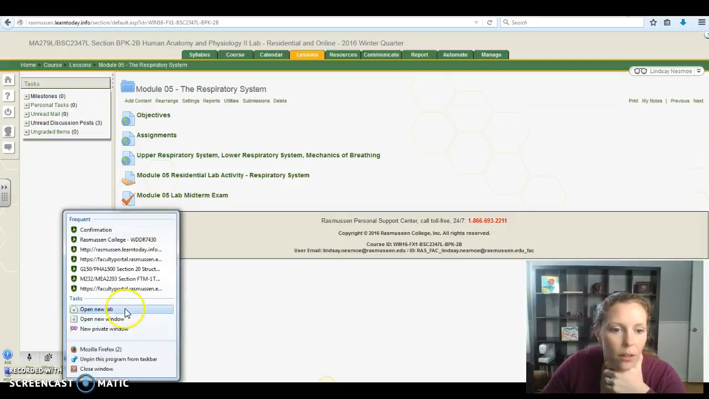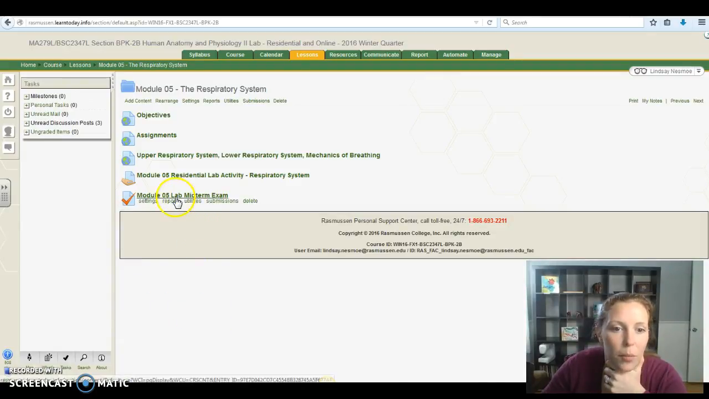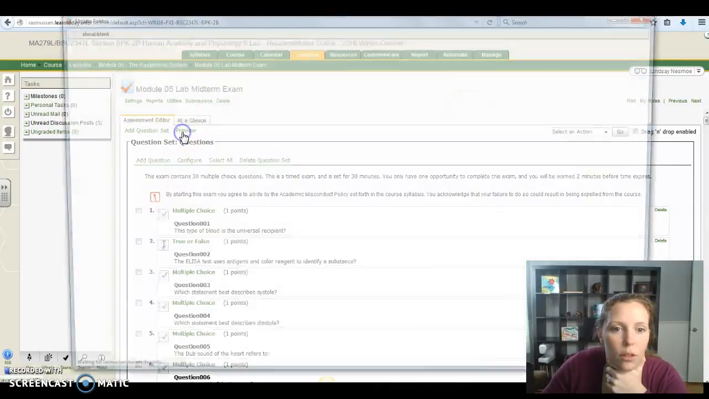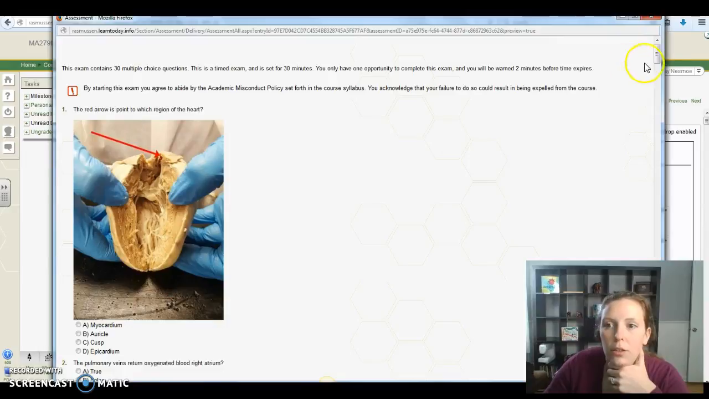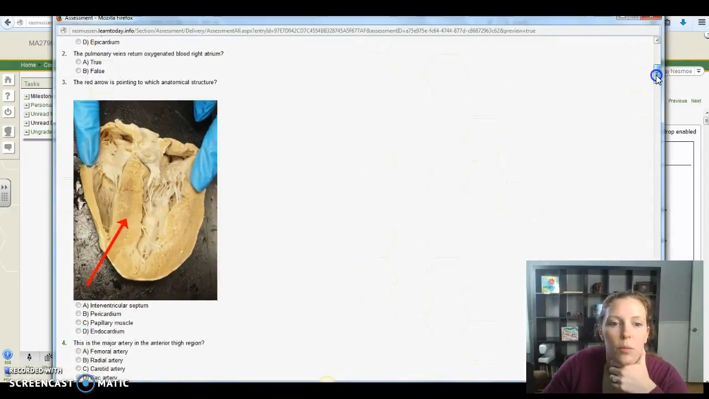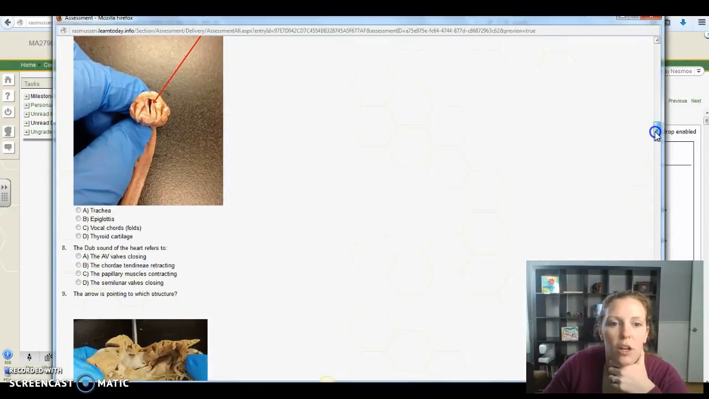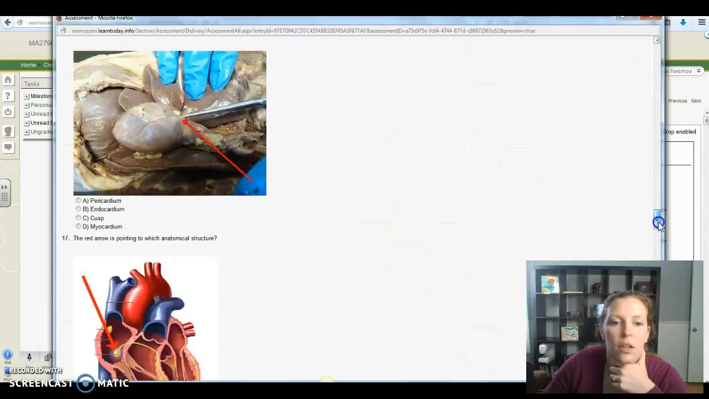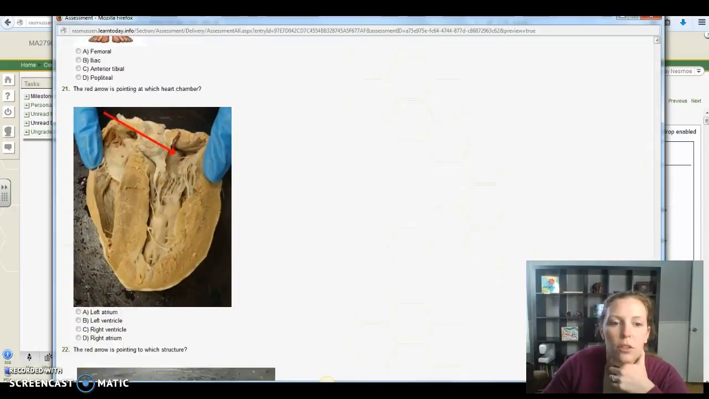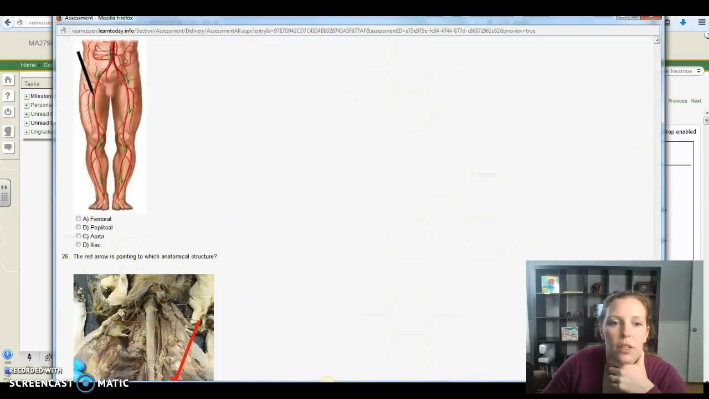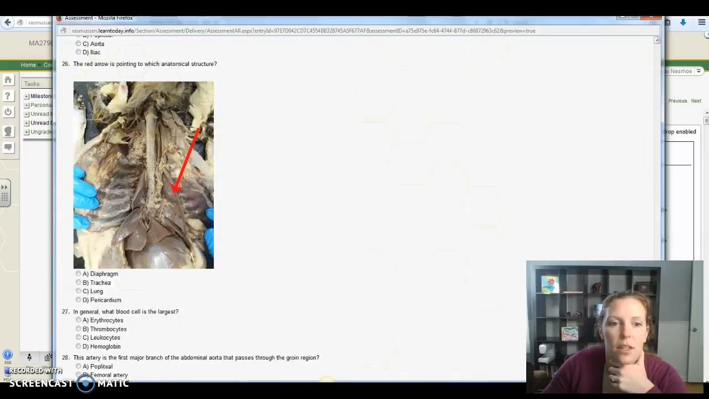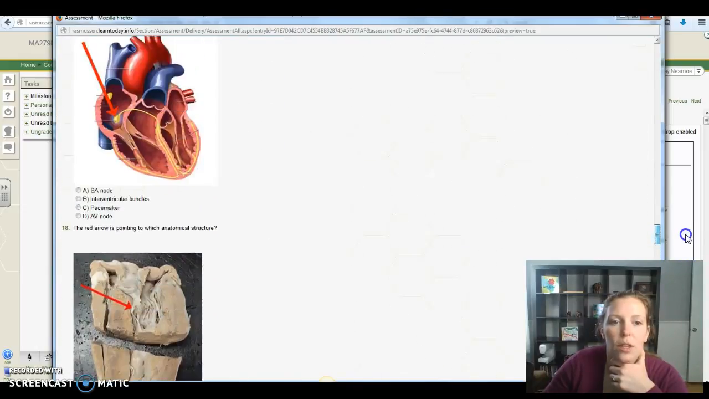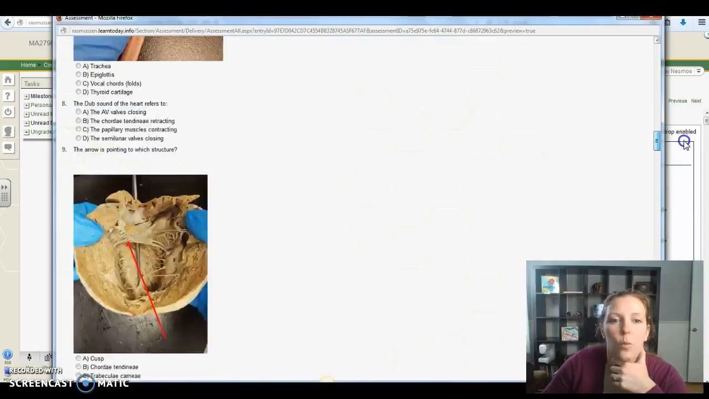Oh goodness, I thought I had it up. Okay, bear with me. Okay, here we go. So you're going to see a picture with each question. Most of them, as you can notice, are going to be heart, a little bit of trachea, a couple of blood vessel pictures, and a couple of more pictures. I know you didn't get a chance to actually dissect these things, so this is your preview. Make sure you understand what each of these pictures are and what's in them.